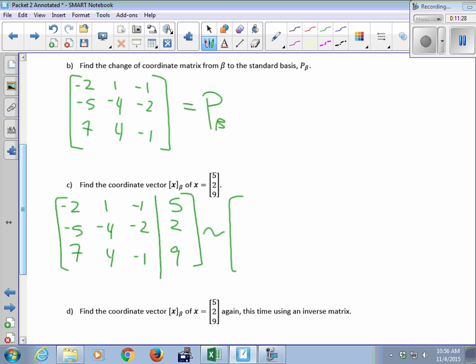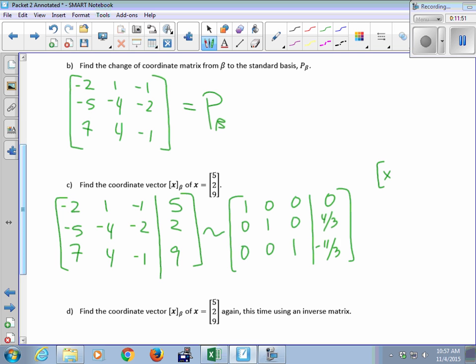So I already have this solved. You don't have to take your calculators out. 1, 0, 0, 0, 1, 0, 0, 4 thirds, -11 thirds. That is my x sub beta.